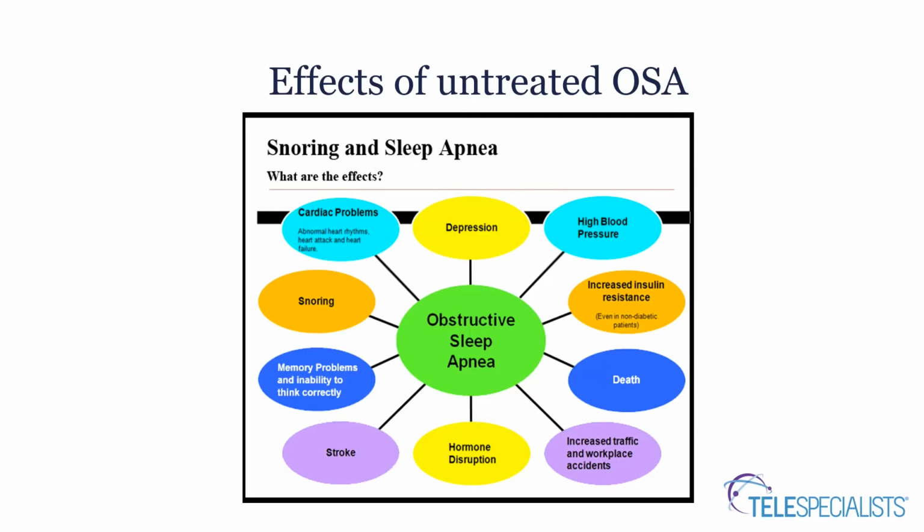Obstructive sleep apnea is defined as abnormalities in breathing during sleep that can have a consequence. They either disturb our sleep or decrease the oxygen saturation in our blood, or both. So we're going to go through the studies in poor sleep as it relates to sleep apnea, where the data is very robust. We know that the effects of snoring and sleep apnea are many, and they include cardiac problems, stroke, of course, depression, high blood pressure, increased insulin resistance, death, increased traffic and workplace accidents, hormone disruption, memory problems, and snoring.